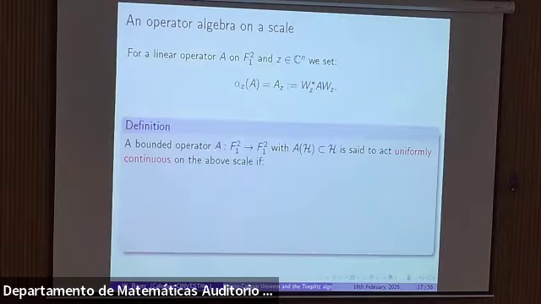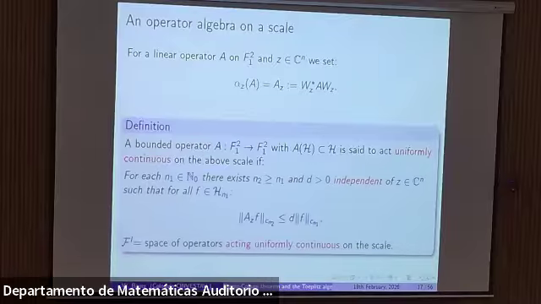And now I say that a bounded operator on the Fock space, which leaves H fixed, where H was the union of all these spaces which appear in the scale, we say that this acts uniformly on the above scale if the following is true. Whenever you fix some n1 in N, you find another n2 larger than n1 and some constant D, which is independent of z, such that for functions f in H_{n1} you have this uniform norm estimate. And uniform means uniform in z, so this D does not depend on z.